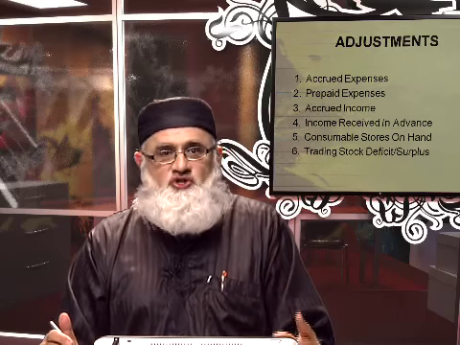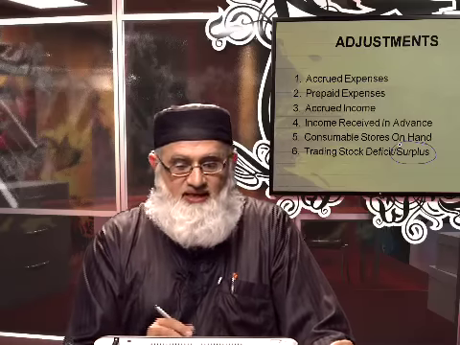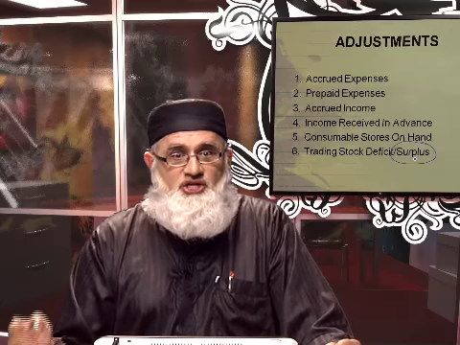If it's a trading stock deficit, debit your deficit account. Why? Because it's an expense. Credit trading stock. By the same token, if it's a surplus, what's your double entry? Debit trading stock, credit trading stock surplus. Definitely you can see trading stock deficit is your expense, trading stock surplus is your income.